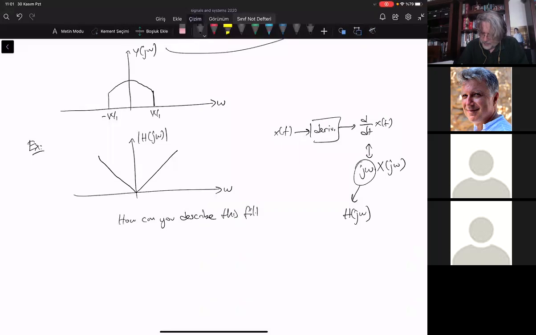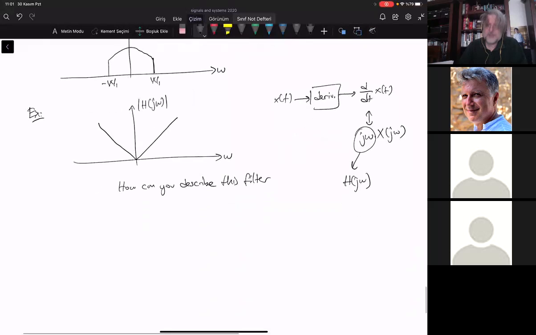filter? A derivative filter is a linear and time invariant filter. And how can you describe this filter? It is a verbal expression. You have to tell me whether it is a low pass filter, band pass filter, high pass filter, band reject filter, or something like that. Do you have any suggestions? Can you give a name?